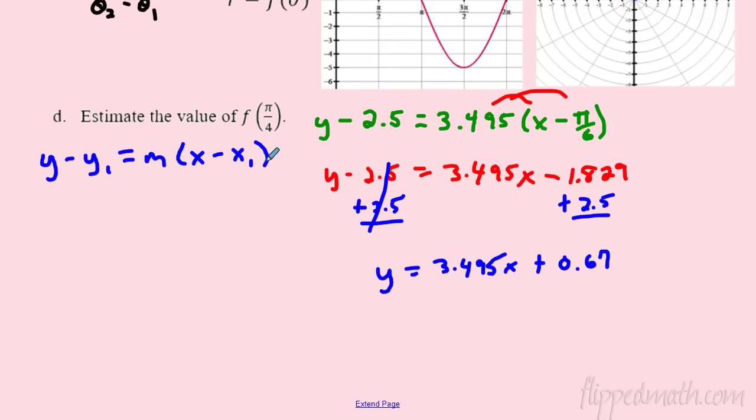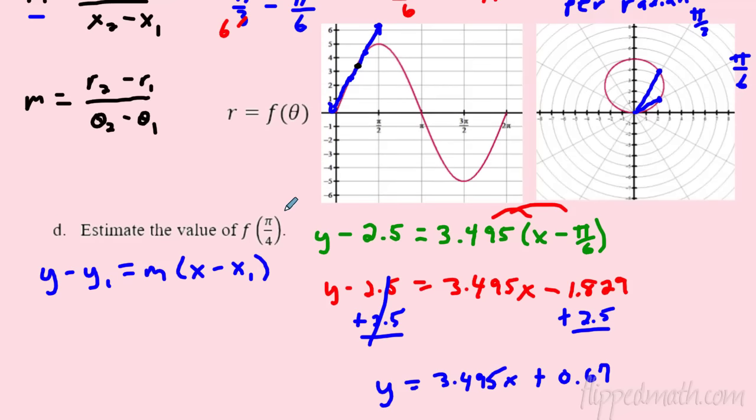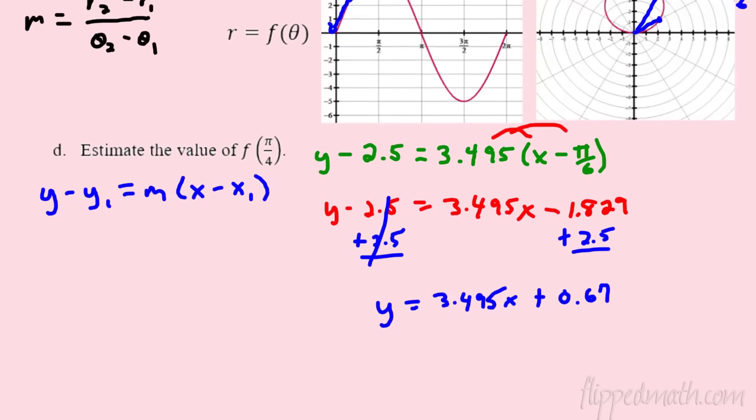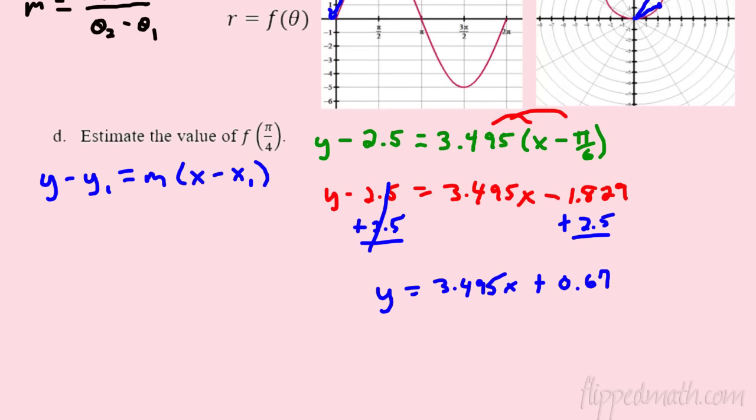Excellent. So why did I do all that? Well, I want to know what is the estimated value. So that line's not perfectly hitting the curve, but it's a good estimate if I put pi over 4 in. So let's put that pi over 4 in and see what we get here. So I'm going to go ahead and plug in for x pi over 4 right here. And then I know the slope is 3.495. I'm going to add that 0.67 to it. And this is going to give me the approximate value at pi over 4.